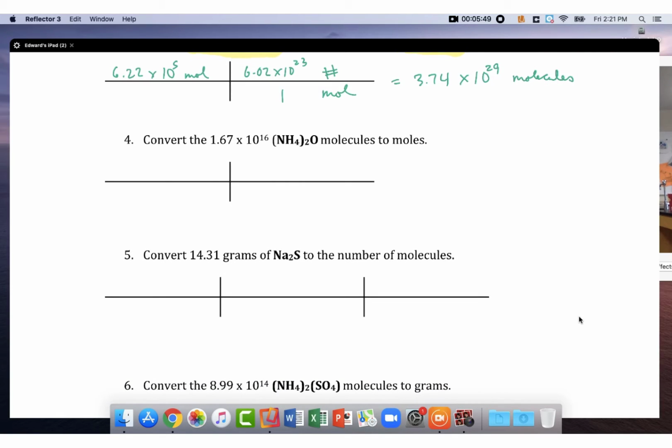Going on to the next one, we have molecules to moles. This time, we're going from the number to moles. All right, we'll start off with that number that they have. They have 1.67 times 10 to the 16th. On the bottom, 6.02 times 10 to the 23rd, 1 mole. Remember, moles is going to be 1 in this whole entire chapter. If you're getting something different, then you are doing something wrong.